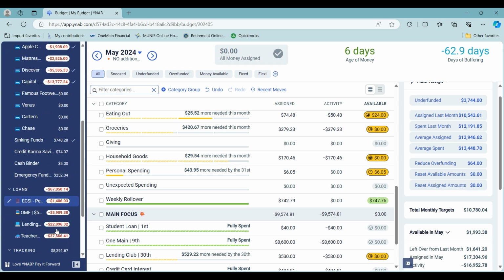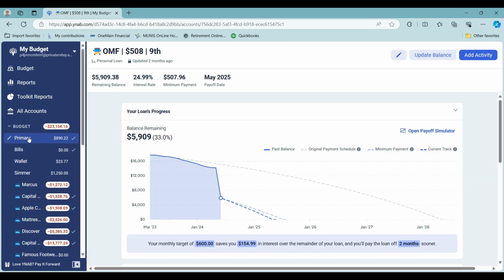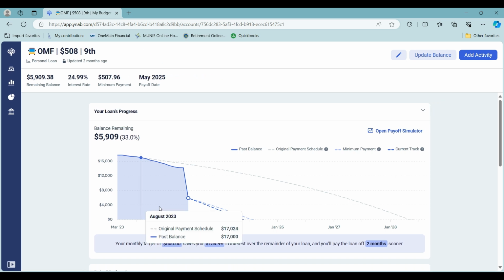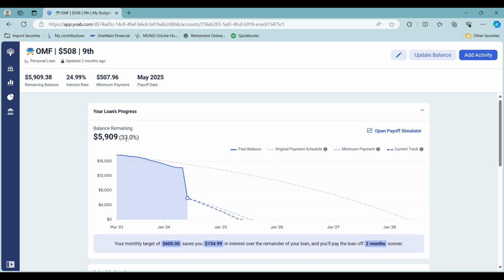So I'm going to jump down into our OneMain loan. So here we go. I've made a big chunk of payment. So now I only have about $6,000 to pay to OneMain. I can pay this off by May of 2025. So instead of May or June of 2027, we're at May of 2025. So this is knocking 2 years off of that. I know I only reshifted the money and put it to somewhere else, but I think where it is right now, it's the best place.